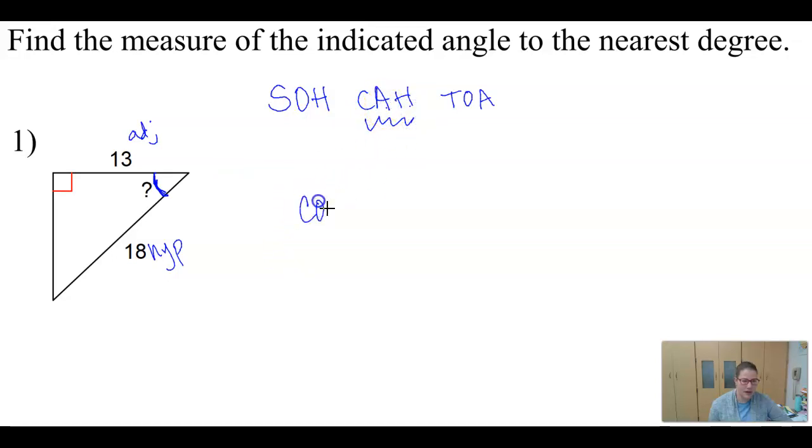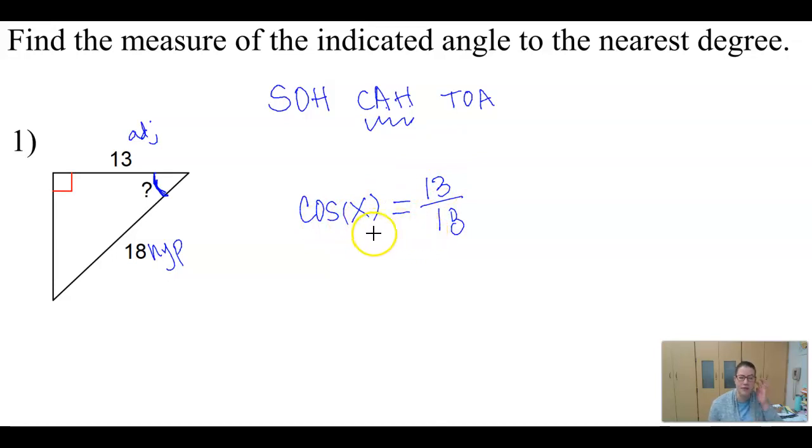So I'm going to write down the cosine of my angle, which I don't know what it is, so I'll call it x. You can call it anything you want. It's just some kind of variable to show that that's what we're looking for. So cosine of x is equal to the adjacent side. I almost said opposite, but it's the adjacent side over the hypotenuse. So cosine of x is 13 over 18.